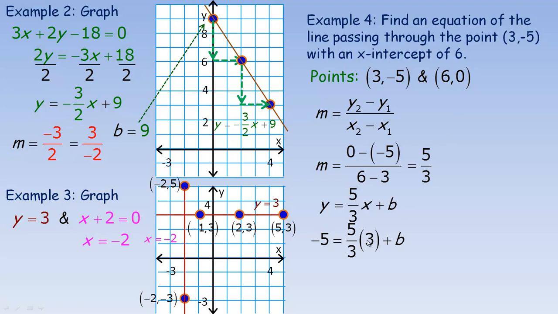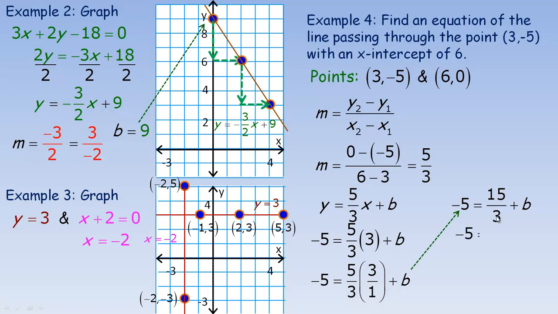And so 3 is the same here as 3/1. So if you multiply 5/3 by 3/1, 5 times 3 is 15, and 3 times 1 is 3 on the bottom. So that would actually be 15/3, and that divides evenly. So 15 divided by 3 is 5, so we really just have -5 equals 5 plus b. Some people will show you another way to simplify this. I could just divide this into this, and so 5/1, or 5 divided by 1, is 5. That's another way to get that.